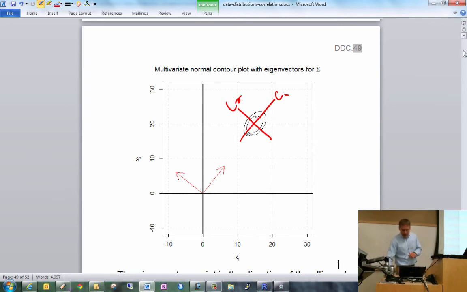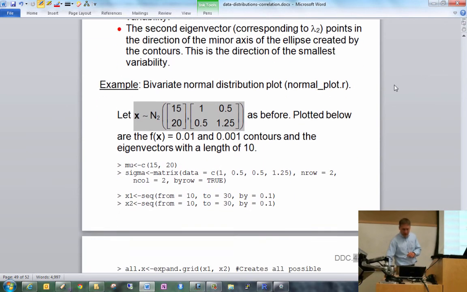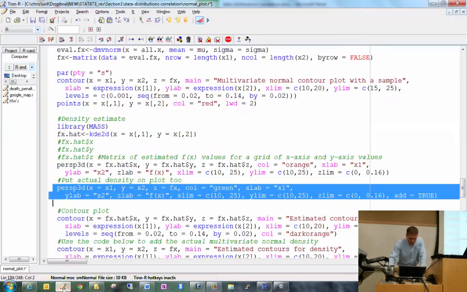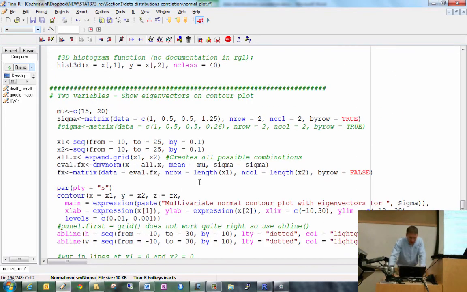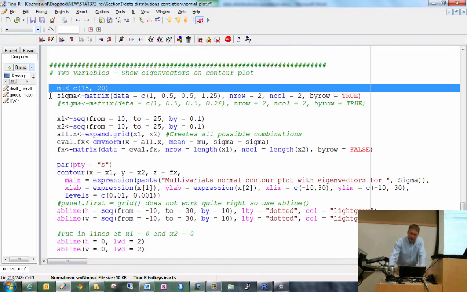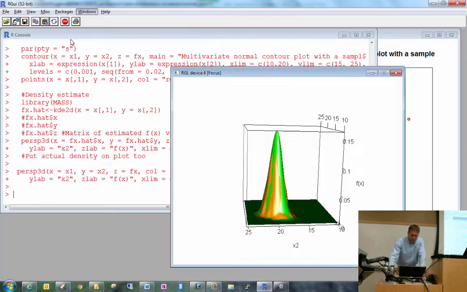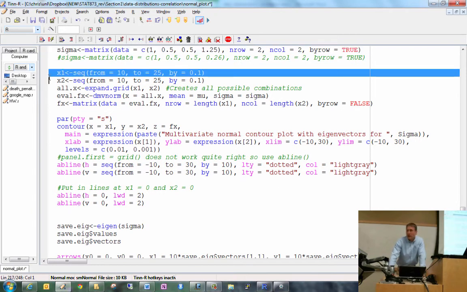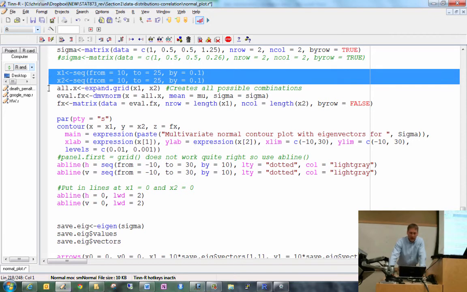So let's take a look at some code here. Sorry, I jumped ahead there. This is the same bivariate normal distribution that we were looking at before. And what I want to do is plot some eigenvectors corresponding to it with a length of 10. I've done a plot like this very similarly before. I set my mean, I set my covariance matrix. Then I'm going to come up with a whole bunch of x1 values from 10 to 25 by 0.1, and x2 values in a similar manner.